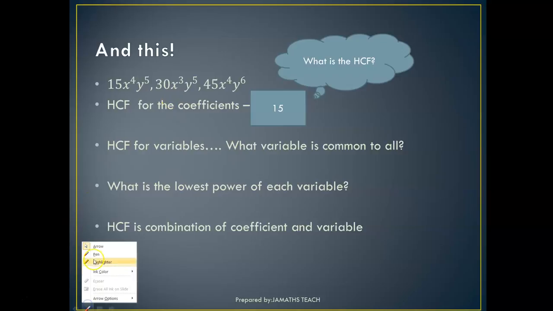So, what is the lowest power? xy is common to all. The lowest power of x that is present, we have x to the 4th, x cubed, x to the 4th, so it's going to be x cubed. And the lowest power for y is y to the 5th power. So then, the HCF for all of these would be a combination of the numbers and letters. So it's going to be 15x cubed y to the 5th power.